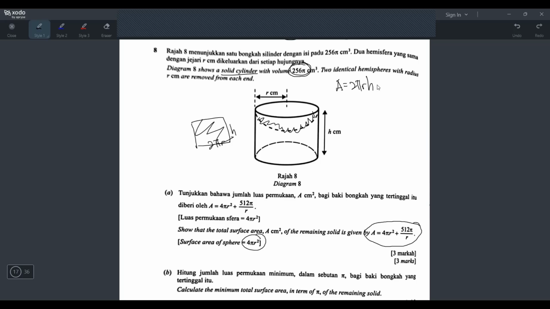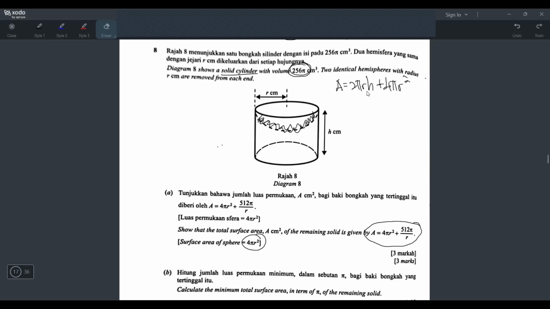Okay, so you have to add 2 pi r square because there's one curved surface here, and then there's another curved surface down there, plus 2 pi r square. It means you can straight away plus 4 pi r square. Okay, so this is how you do it. Remember, for surface area we only focus on the outside surface. The surfaces that are not there, we don't count. It means there are only three surfaces: the flat surface, and then the curved surface, and then one more curved surface.